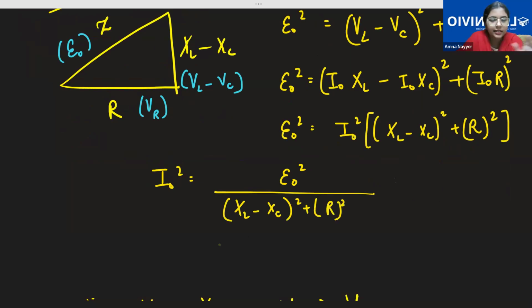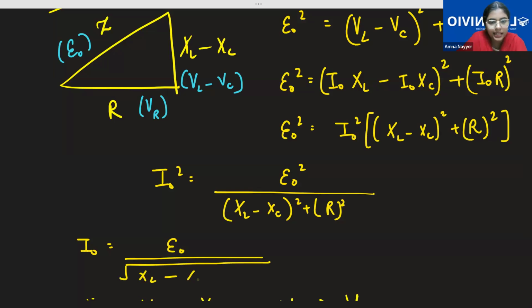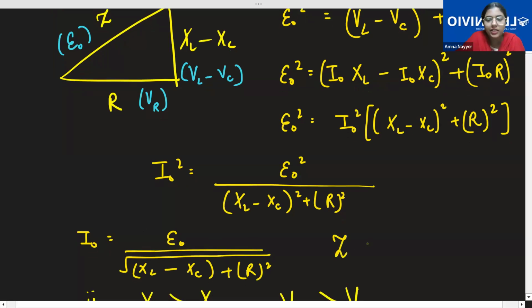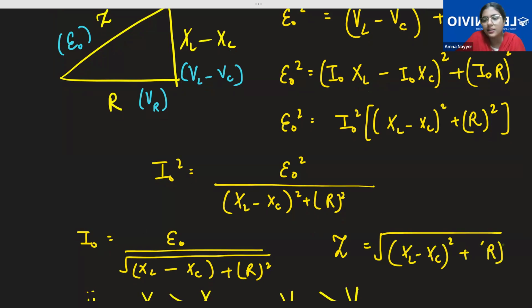If I take the root on all sides, I can say I naught is equal to E naught divided by under root of (XL minus XC) whole square plus R square. Now compare it with Ohm's law: current is equal to voltage by resistance. So the resistance that we have here is the impedance, which I was telling you. Impedance means the net resistance. This is equal to under root (XL minus XC) whole square plus R square.